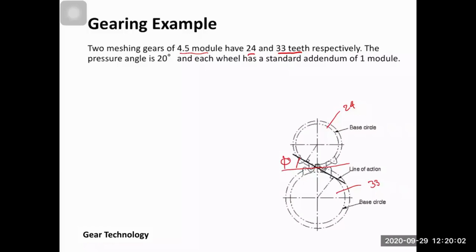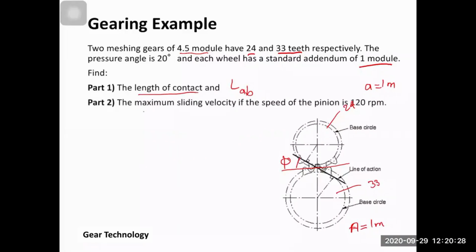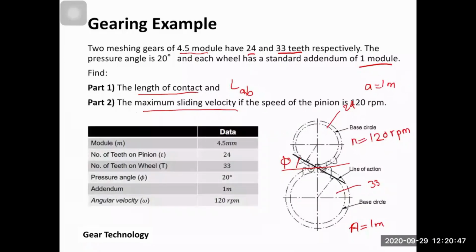Each wheel has a standard addendum of 1 module. So the addendum, small a, is 1 module for the pinion, and capital A is equal to 1 module for the gear. Okay. So find the length of contact, this is LAB. Then it also asks us to find the maximum sliding velocity if the speed of the pinion is 120 RPM. So N here is equal to 120 RPM for the pinion. I'm going to introduce the definition of the maximum sliding velocity when it comes to part B.